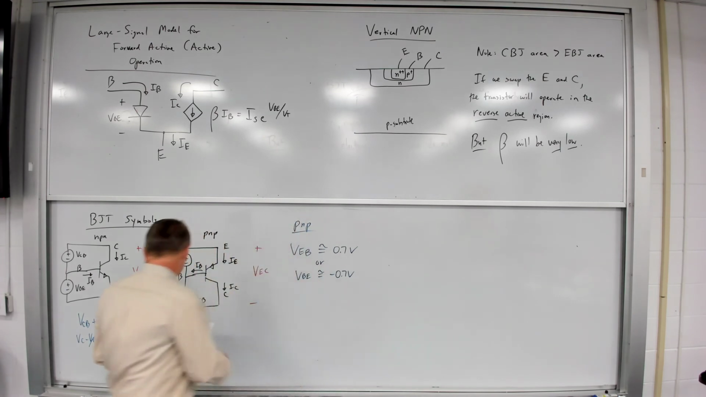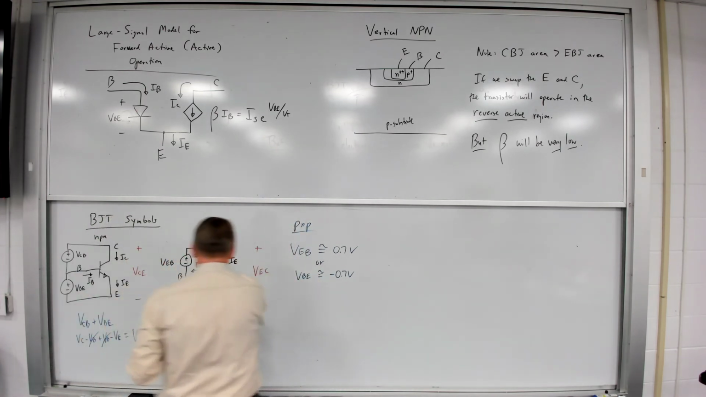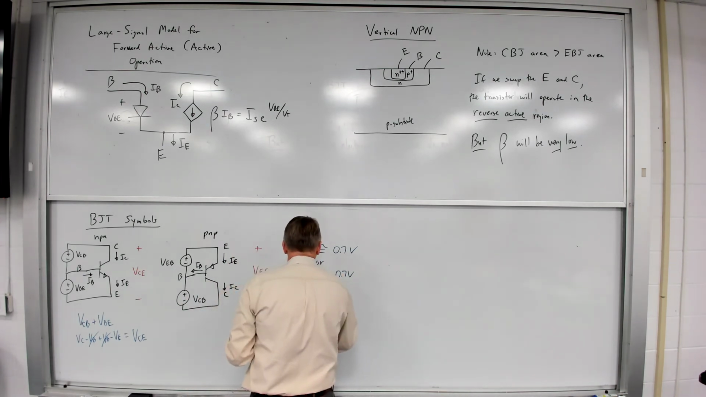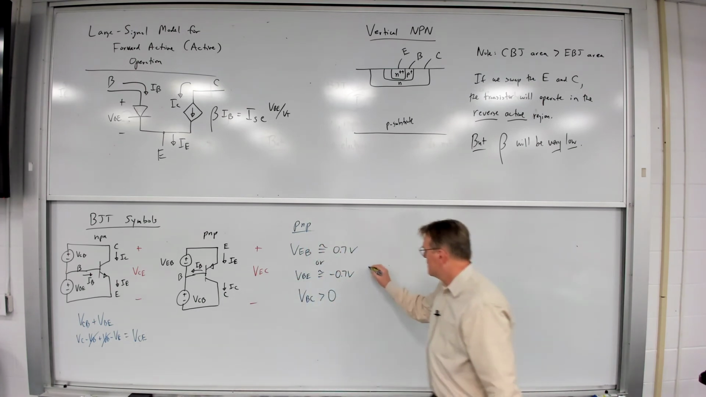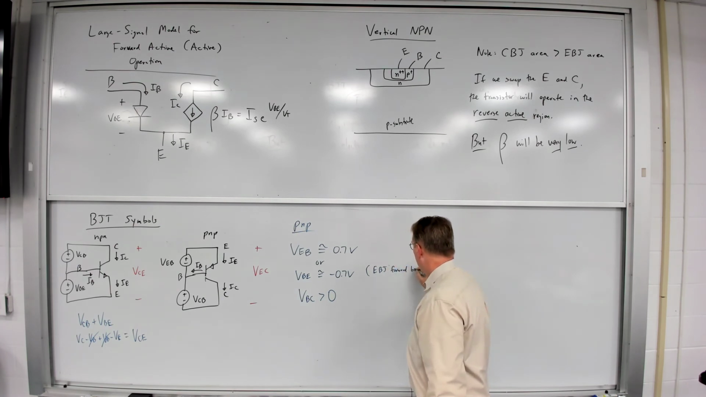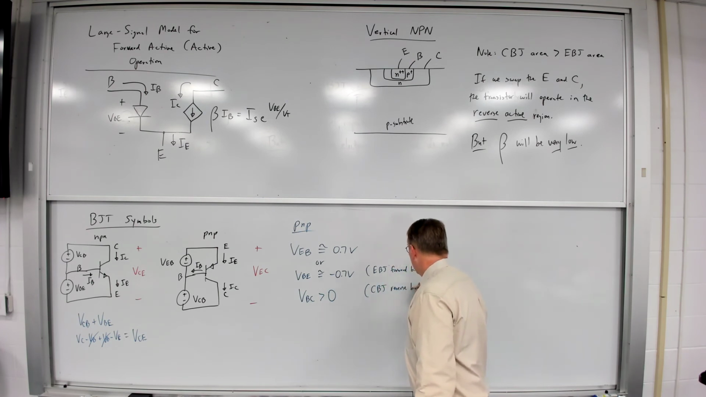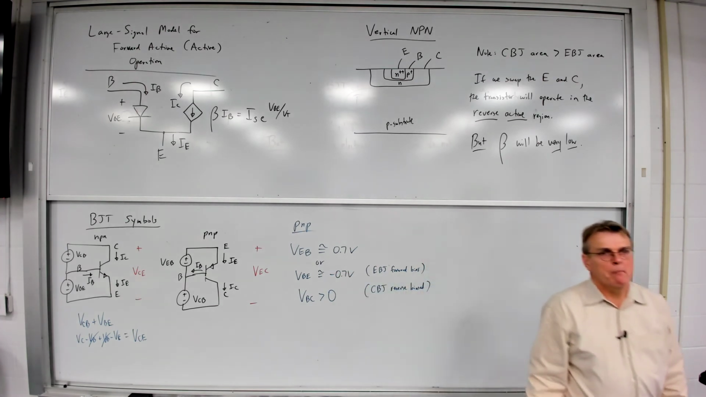In this case, VCB is less than 0, but for the PNP, VBC is greater than 0. So this means our emitter-base junction is forward biased. This means our collector-base junction is reverse biased for the PNP. So we're just flipping those around.